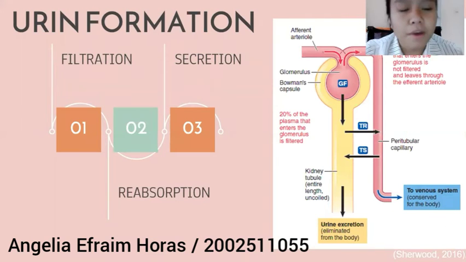Okay, now we're going to talk about the physiology of the renal corpuscle and renal tubules. There are three steps of urine formation. Number 1 is filtration, number 2 is reabsorption, number 3 is secretion. These three steps will be explained by my friends later.